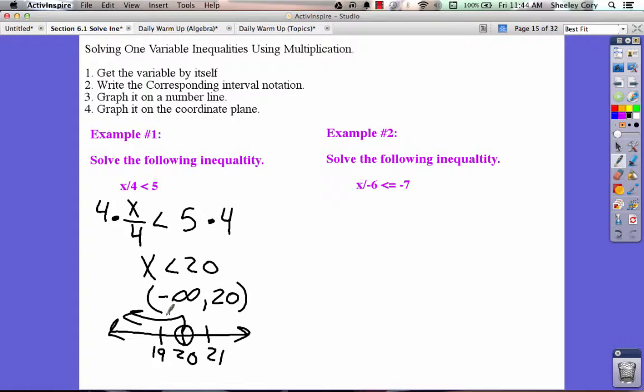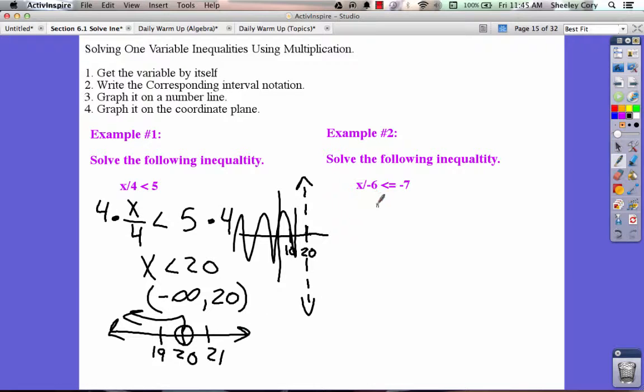And then finally, we need to draw a graph. So I'm going to draw a little graph here, and then we have to mark 20 on our graph. Because we're using an x, that means it's a vertical line. So if I mark out here 10, 20, we get a vertical line. It's dashed because it can't equal. And we're shading the numbers for x that are less than 20, so we're going to shade to the left side. All right, that's our first example.